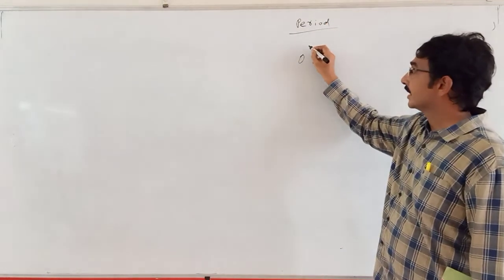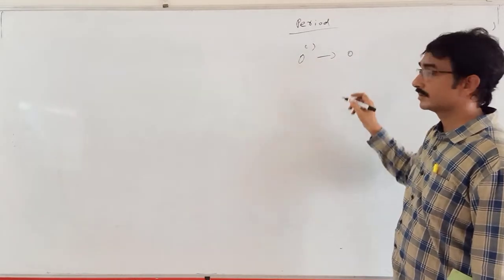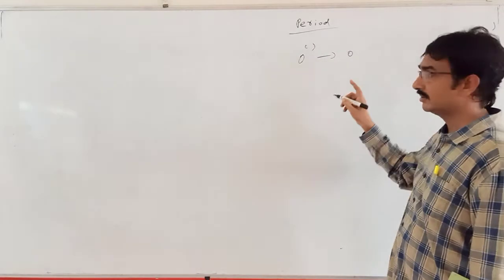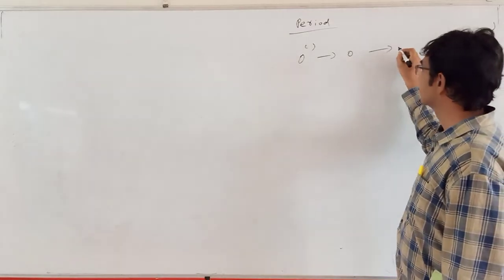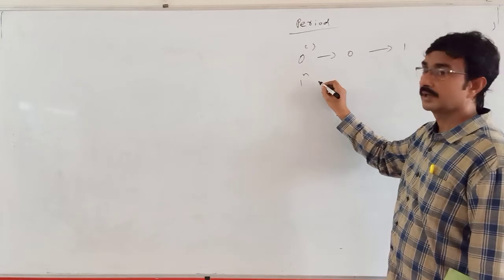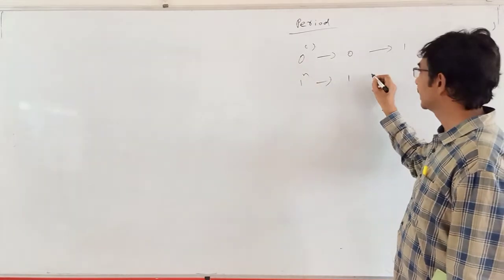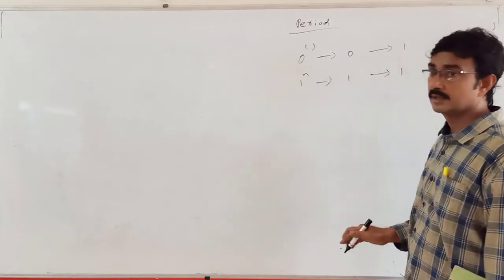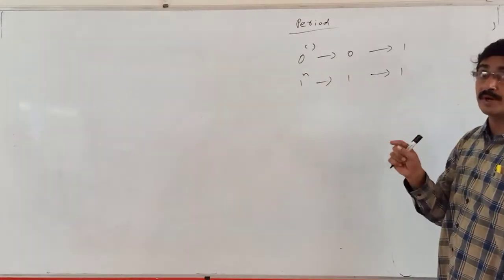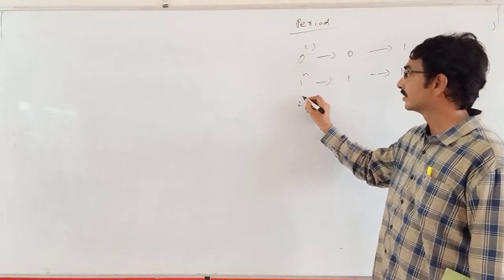0 power any number is always 0. So only one possible value. Therefore, the period of 0 is 1. 1 power any value ends with only one possible value, that is 1. So the period of 1 is also 1. Here 1 means the number of possible values. Okay. Now start from 2. 2 power n.